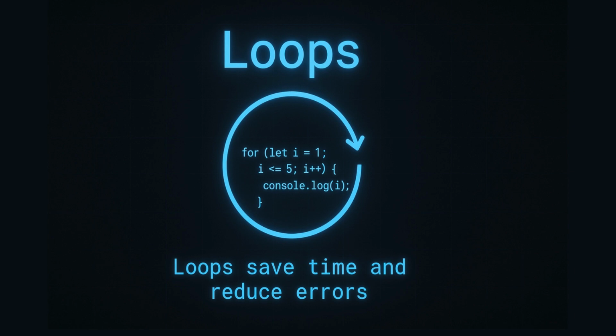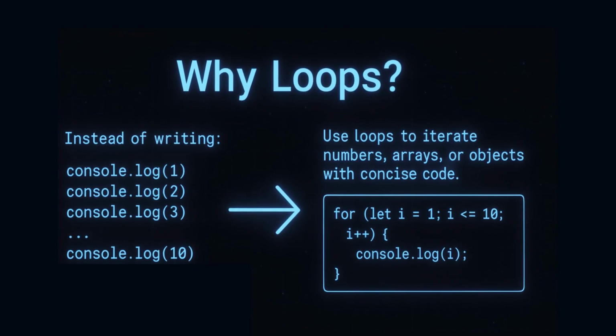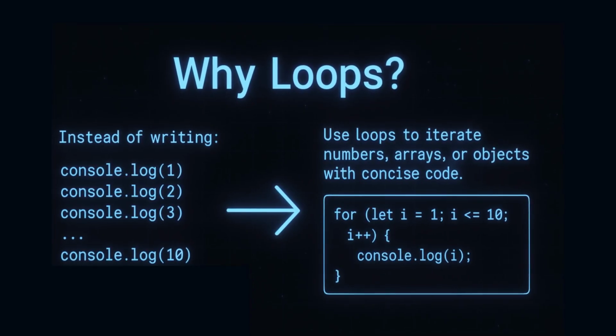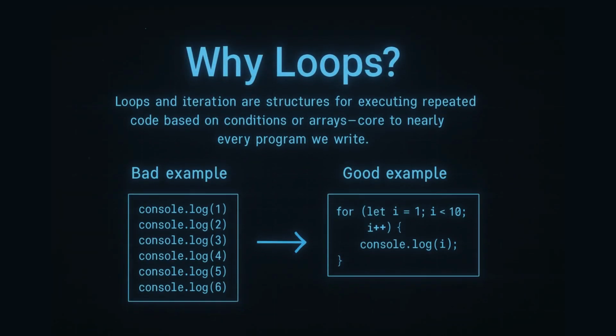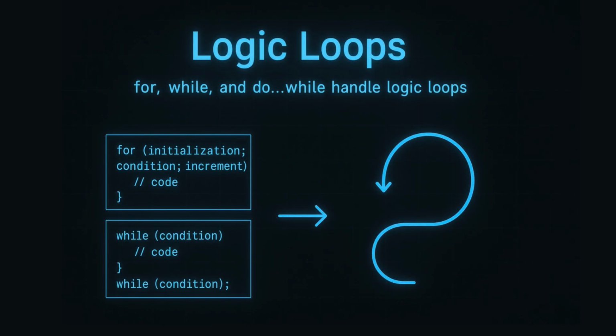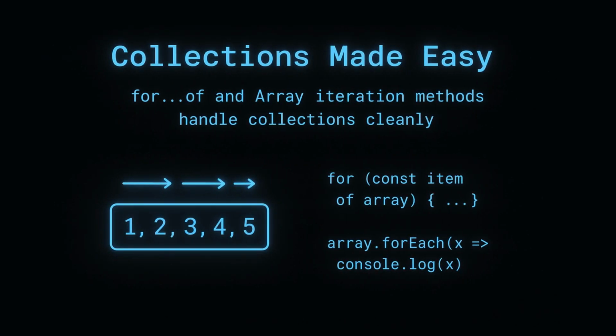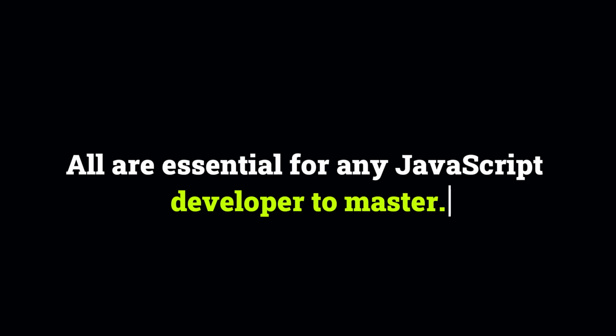Loops save time and reduce errors. Instead of manually writing console.log 1, 2, up to 10, you can loop through numbers, arrays, or objects with concise code. Loops and iteration are defined as structures for executing repeated code based on conditions or arrays, core to nearly every program we write. For example, for, while, and do while handle logic loops. For...of and array iteration methods handle collections cleanly. Break and continue let you fine-tune flow control.